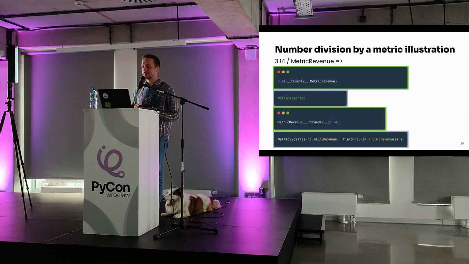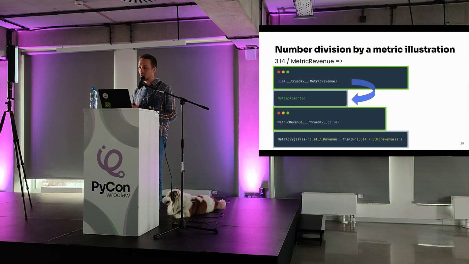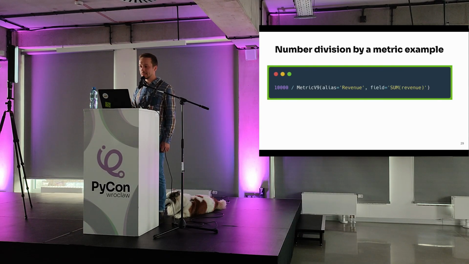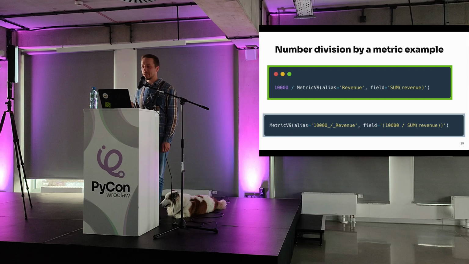Here we can see how it works. Dividing 3.40 by a revenue metric, we get NotImplemented. And then the Python interpreter runs the RTrueDiv method of the right-hand side member of the division, the revenue metric, and we get the correct result. Let's take a look at an example. Say we had a revenue target of $10,000, and dividing it by revenue, we can get the part of the target revenue that we hit. Again, we have a clear alias as well as a correct scale expression for such a metric.